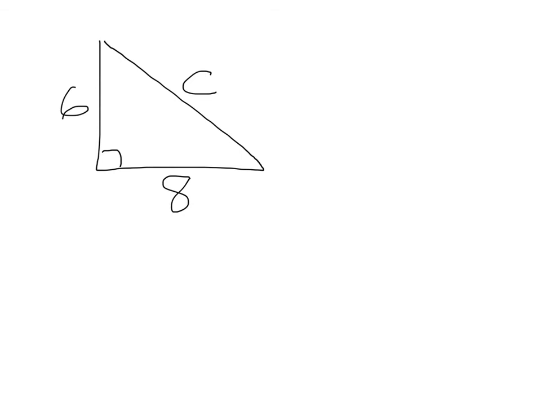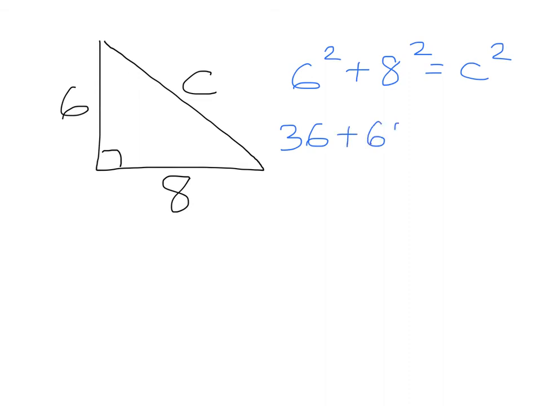theorem and said 6 squared plus 8 squared equals c squared. The sum of the squares of the length of the legs equals the square of the hypotenuse. Now, I can figure out 6 squared easily. 6 squared is 36. I can figure out 8 squared, that's 64. And c squared, well, that's c squared. I can do 36 plus 64, that's 100, and that equals c squared.